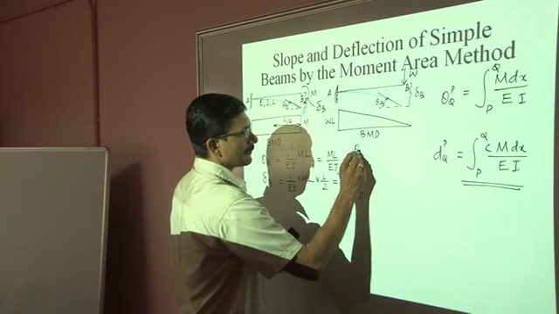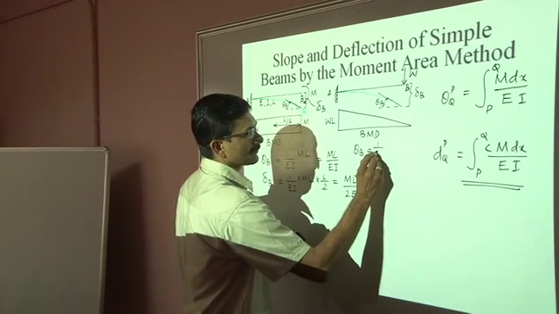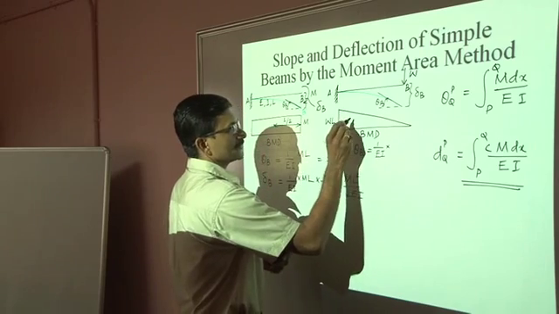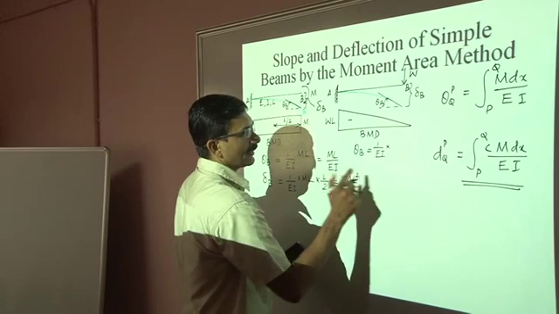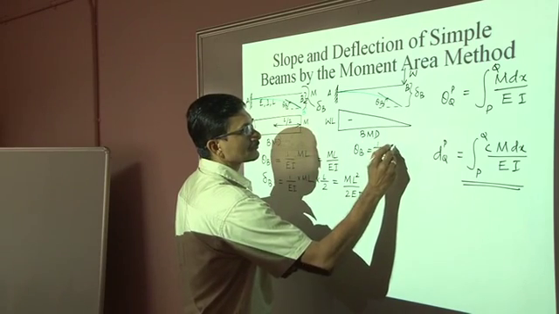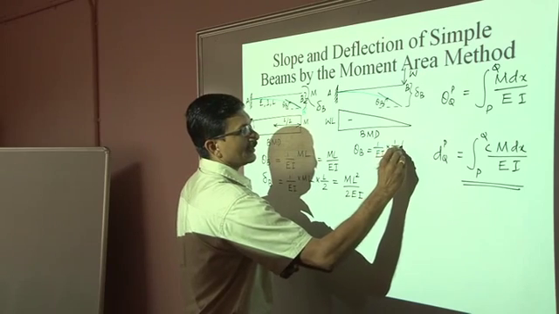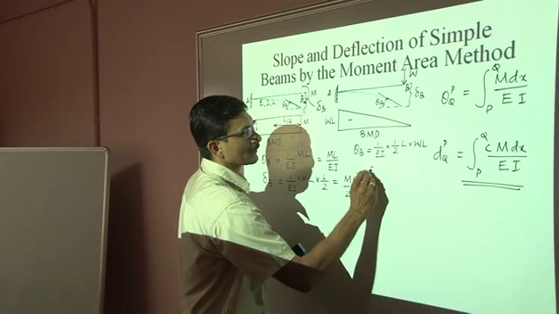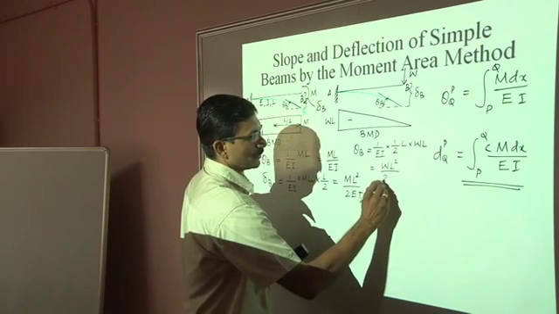Now, theta B is equal to 1 by EI into, of course, this is a hogging bending moment diagram, so we have a minus sign over here, the area of the BMD, 1 by 2 into L into WL. And this is W L square divided by 2 EI.